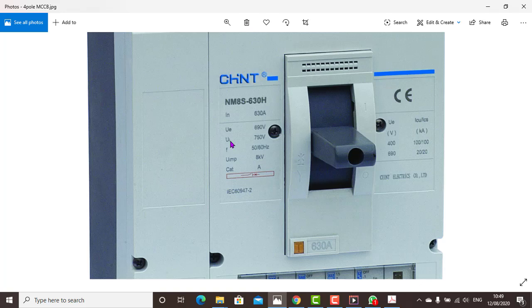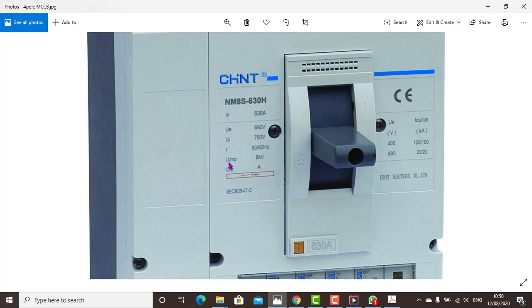Then UI is 750 volt. That is the insulation voltage. The body of this breaker has an insulation capacity. It is an insulator, so at 750 volt it will be compromised. So do not allow more than 750 volt to pass through this breaker continuously. It will damage the insulation. The frequency is 50 to 60 hertz, that 50 or 60 to function.